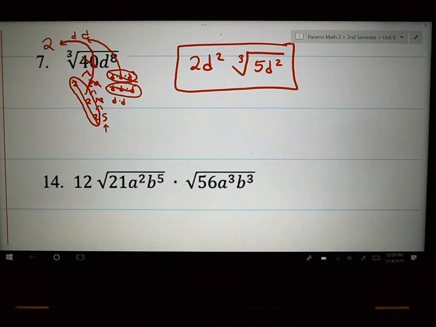Now, some of you have really, let's just say, interesting handwriting. Let's just say it's interesting handwriting.